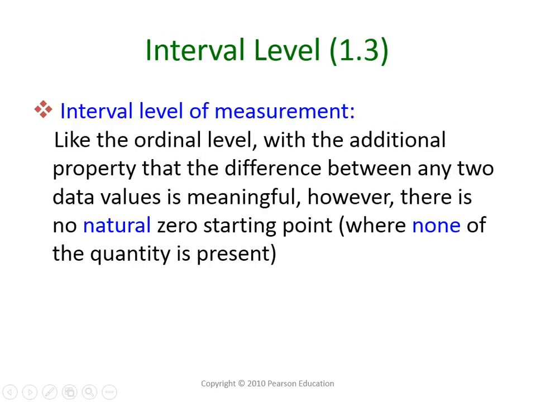When we look at the interval level of measurement, though, it's similar to the ordinal level as far as you've got that ordering system that you can do, with the additional property that the distance between any two data values is meaningful. However, there is no natural starting point of 0, where none of that value exists.